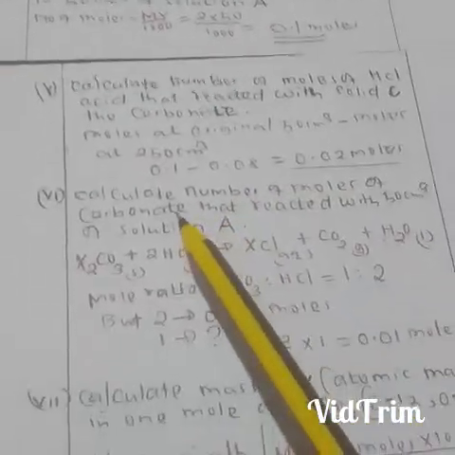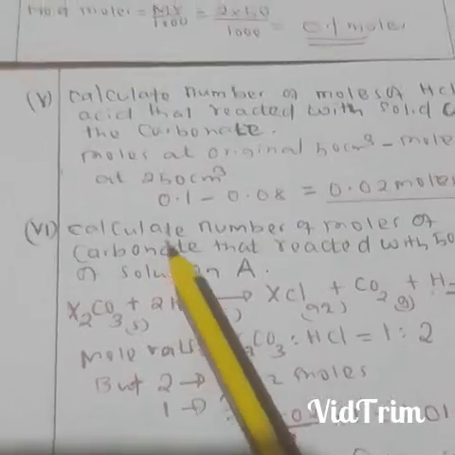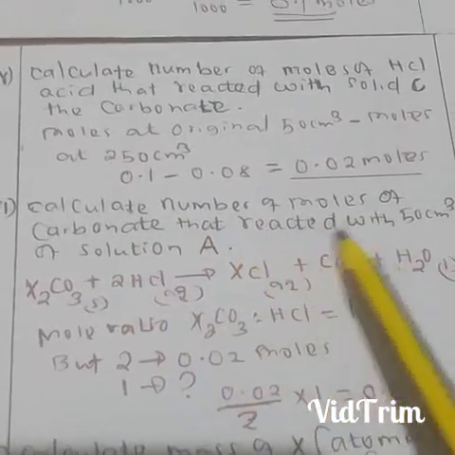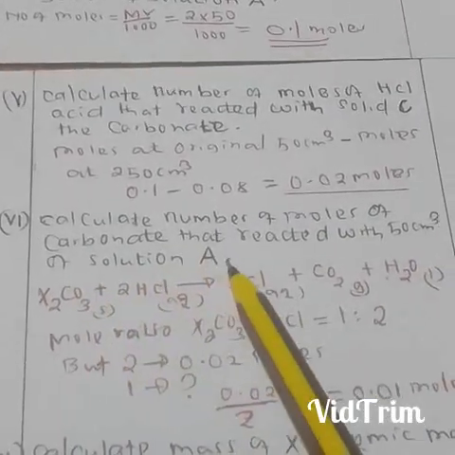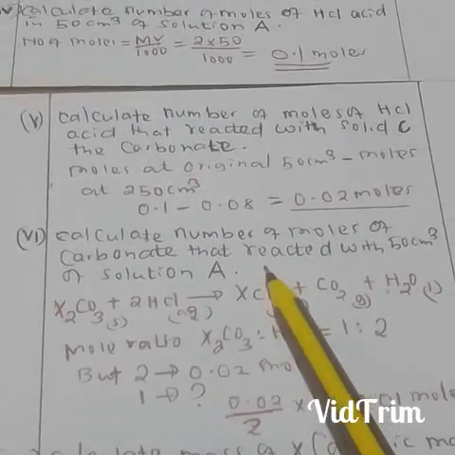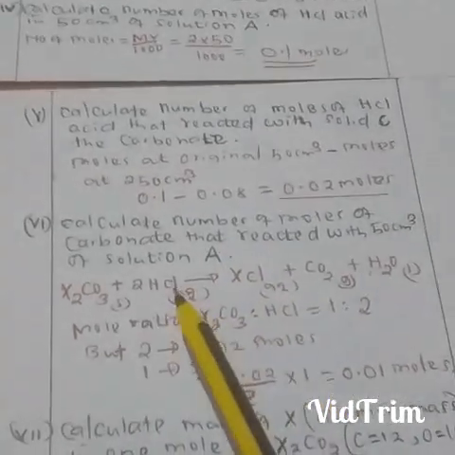Then let us move to question Roman 4. Calculate the number of moles of the carbonate that reacted with the 50 centimeter cube of solution A. Remember, solution A was the original solution of the acid. So my student, it is simple. Let us look at this equation.